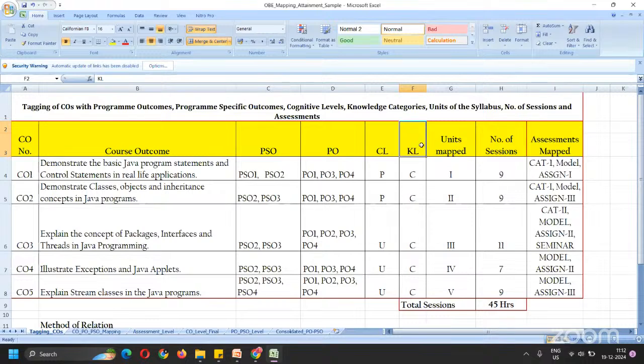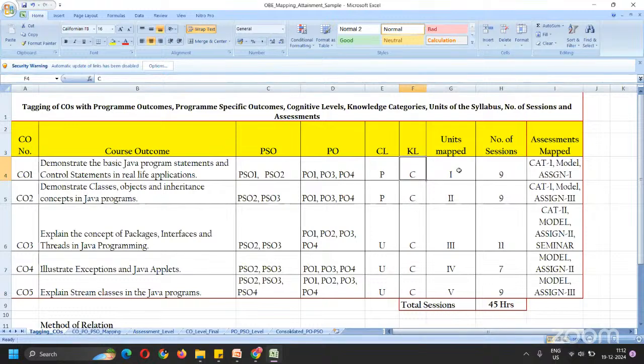Okay, so if you are taking a core subject, most of your knowledge level is at the conceptual level. So I have tagged all my COs for this subject at the knowledge level of conceptual, which means it is actually connecting with factual and procedural knowledge as well, and it follows the conceptual level of understanding.